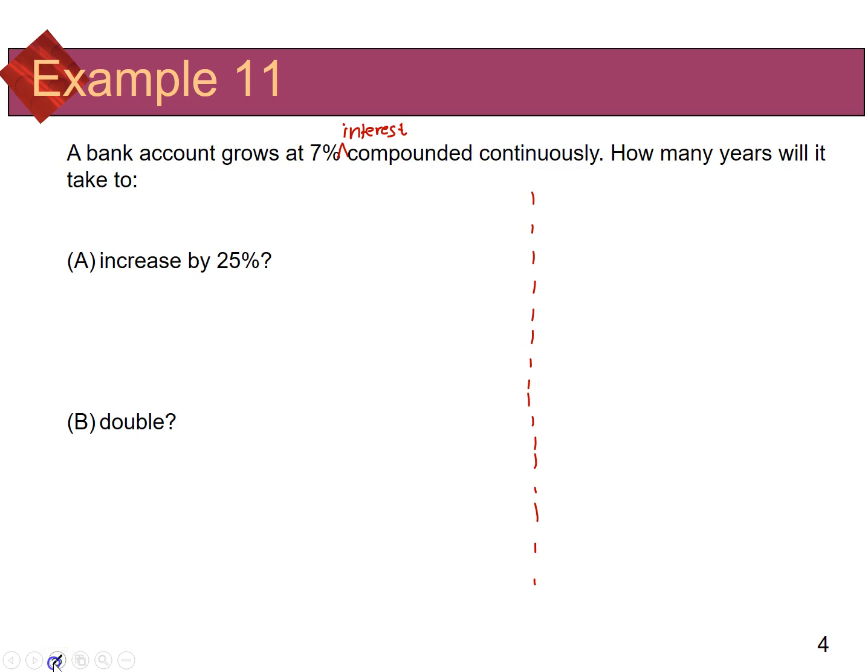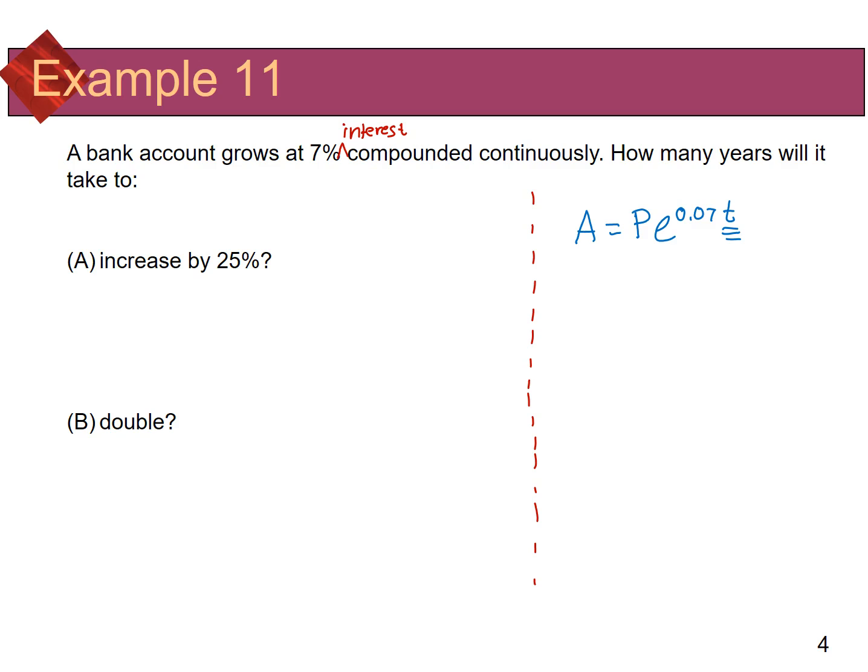So we do know that we have a final amount equaling an initial amount times e to the 0.07t. And in both these instances, we're trying to solve for t. We're trying to figure out how long it takes, the amount of time it takes. So we're going to have to undo an exponential function. So again, logarithms are going to come into play.